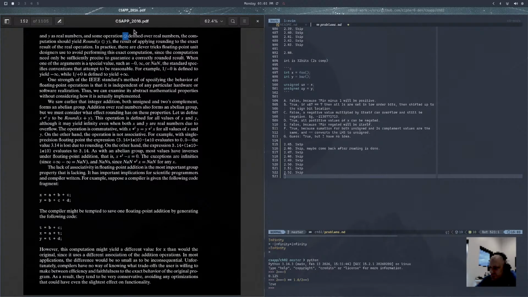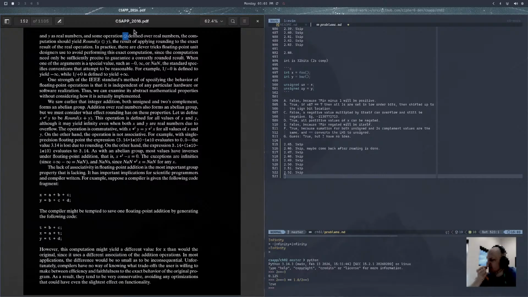So the computation should yield round xy, the result of applying rounding to the exact result of the real operation. In practice, there are clever tricks floating point unit designers use to avoid performing this exact computation, since the computation need only be sufficiently precise to guarantee a correct rounded result. When one of the arguments is a special value such as -0, infinity, or not a number, the standard specifies conventions that attempt to be reasonable.